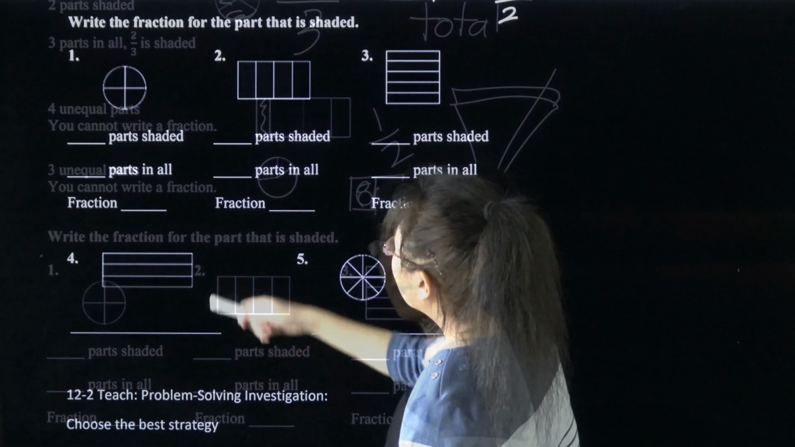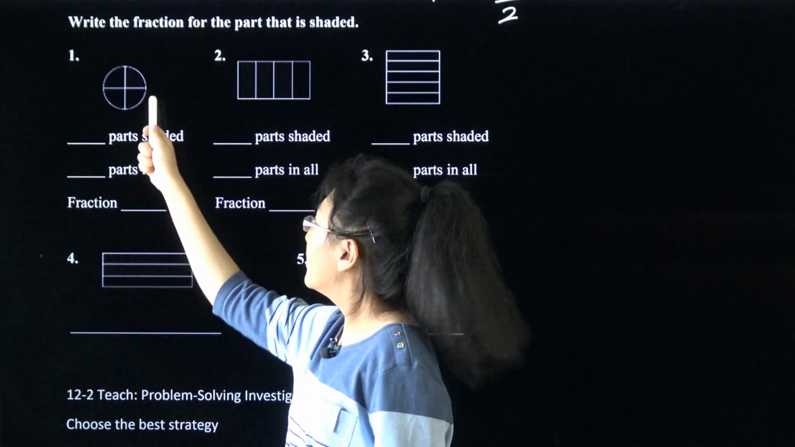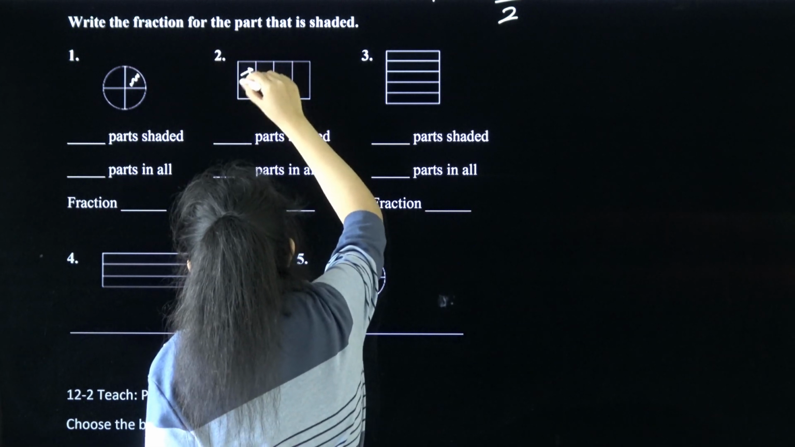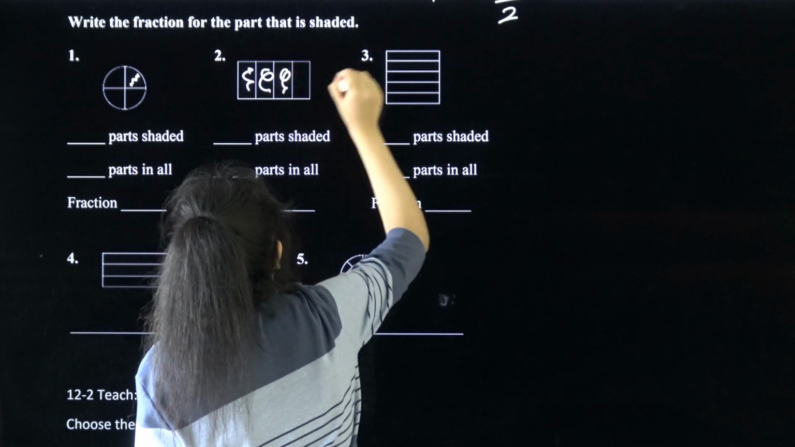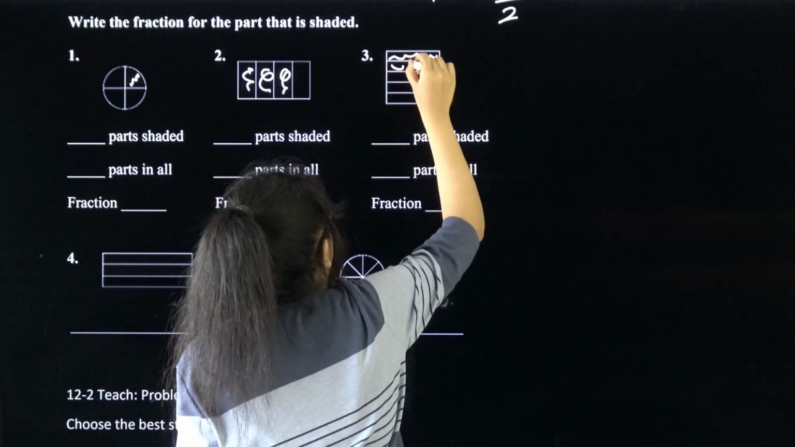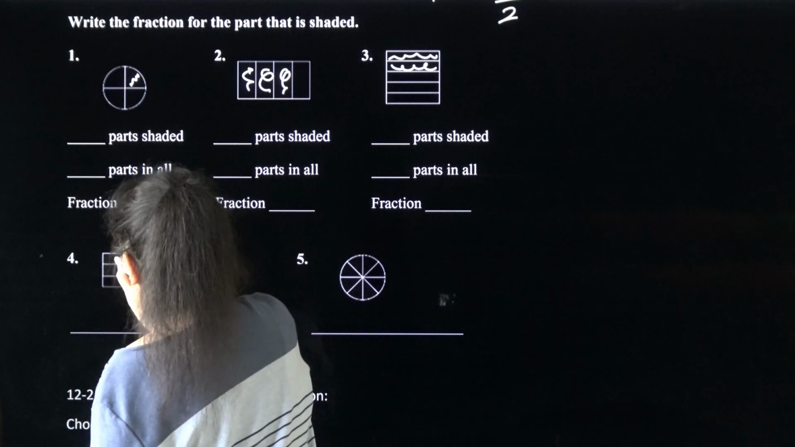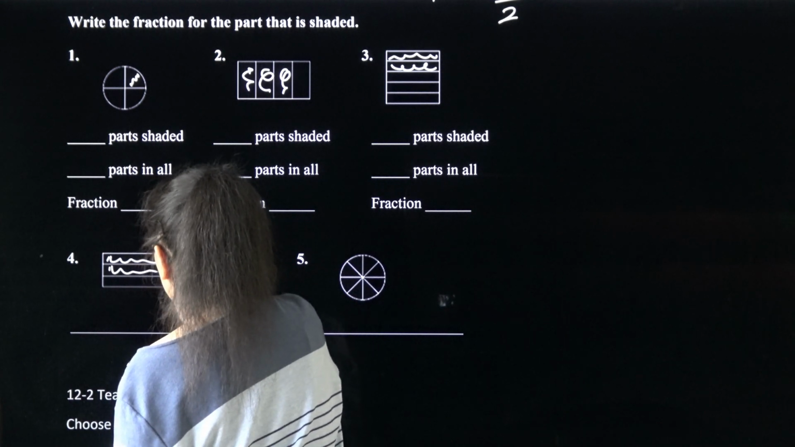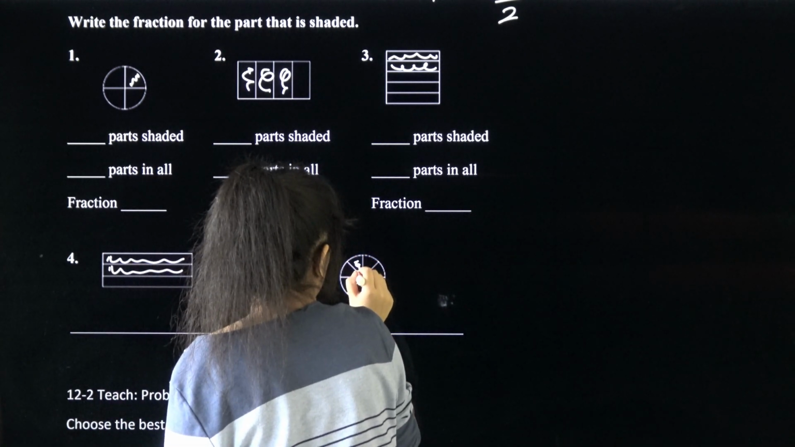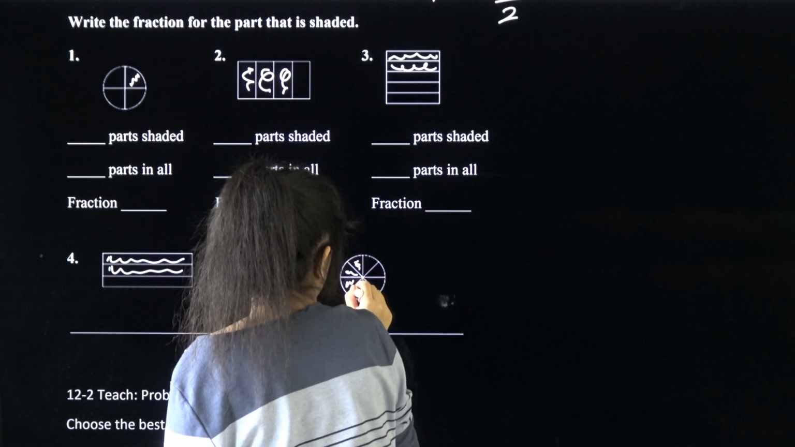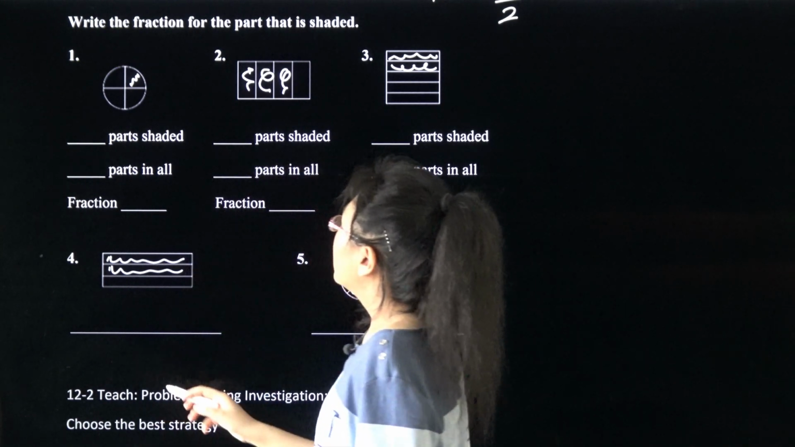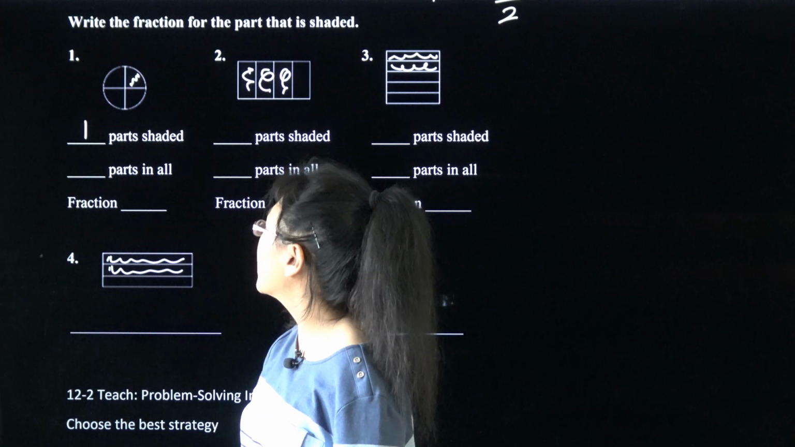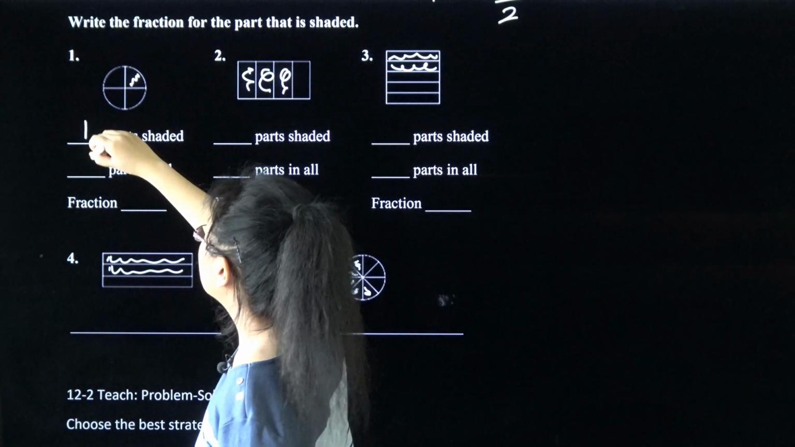So let's do some practice problems now. Write the fraction for the part that is shaded. So you might not be able to see very well, so I'm just gonna draw squigglies in the shaded parts for ya. So, almost done. How many parts are shaded? Well, 1 part is shaded, and there's 4 parts in all.